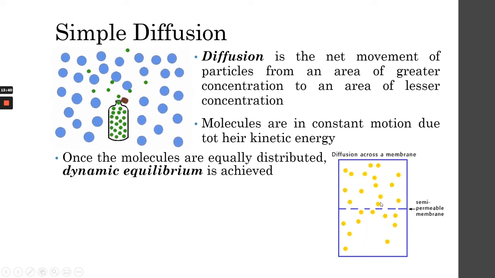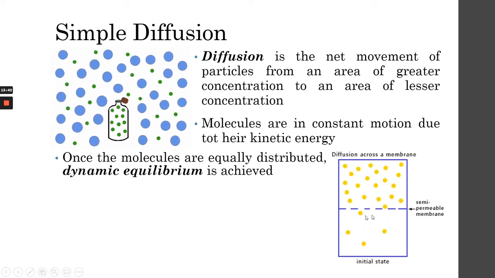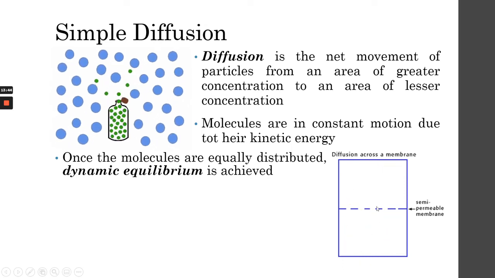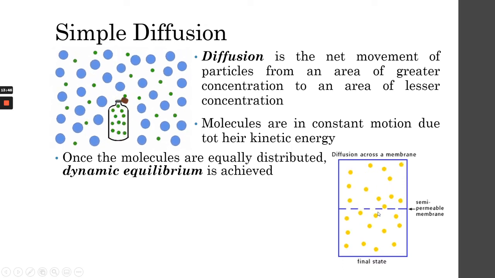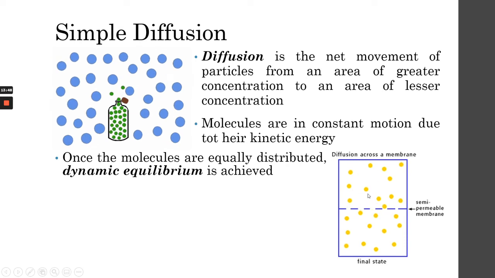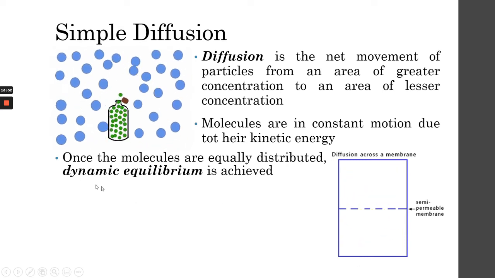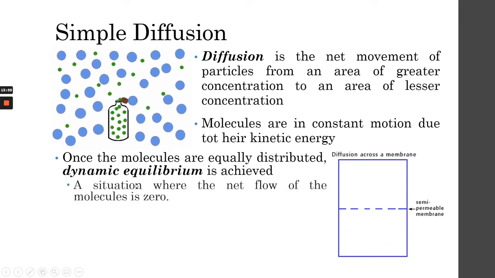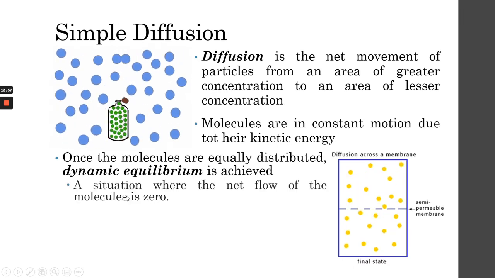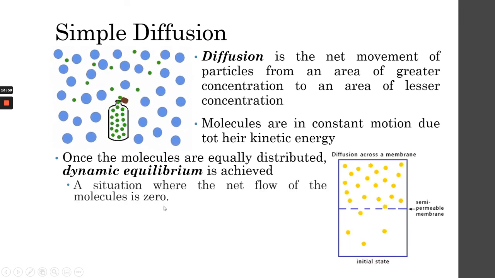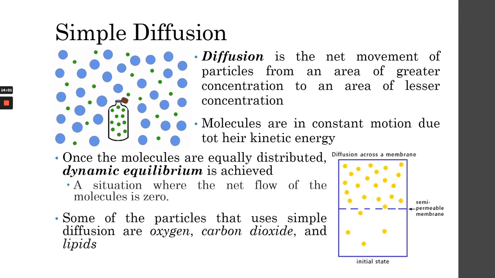It's just that the number of solutes here and the number of solutes here, once they achieve equilibrium, doesn't change. So they can keep moving, but the numbers of solutes do not change. That's what we call dynamic equilibrium. This is the situation where the net flow of the molecules is zero.